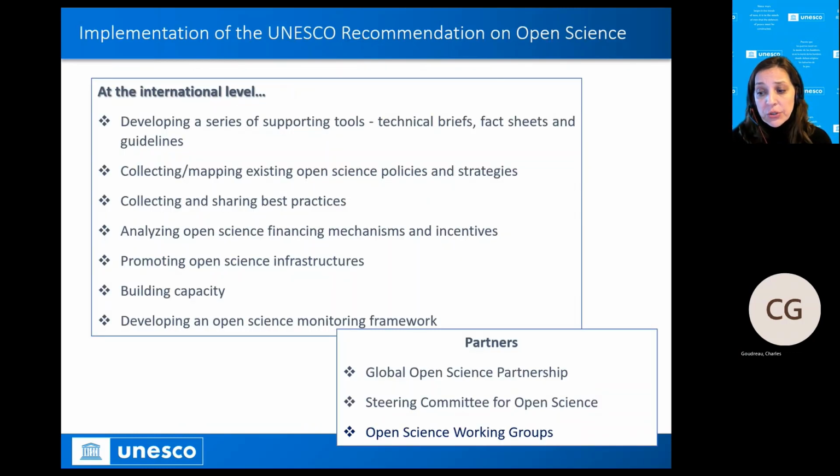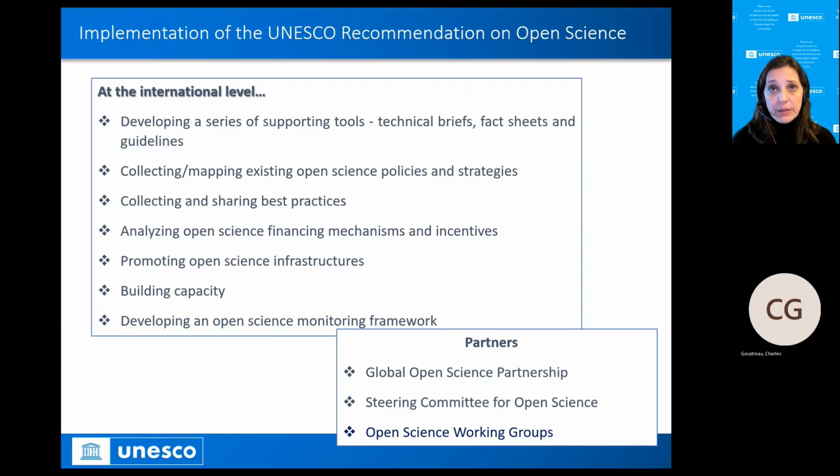At the international level, just a very quick overview of what we are doing right now is that we are developing a series of supporting tools, technical briefs, fact sheets, and guidelines to help unpack what is in the recommendation, make it understandable for different audiences, and also guide some of the actors in the implementation of the recommendation. Then we are also collecting and mapping existing open science policies and strategies, which is extremely important, particularly as countries are starting to put in place their open science policies and strategies, and they are very keen on learning from each other. We are collecting and sharing some best practices.